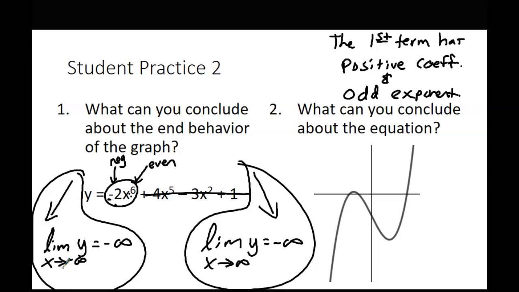For number two, since it's up on the right, down on the left, opposite directions mean we have an odd exponent. Down on the left, up on the right means positive coefficient. So our first term, the leading term, has to have a positive coefficient and an odd exponent.